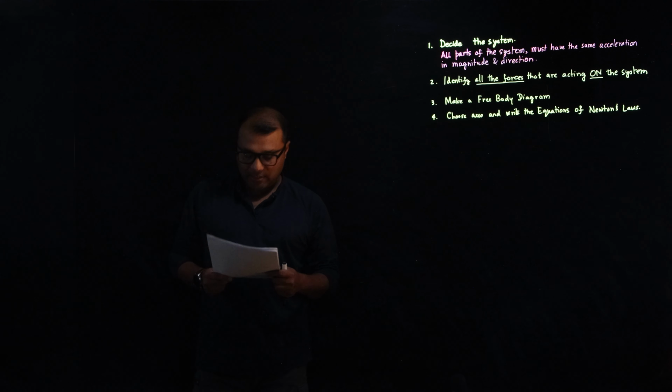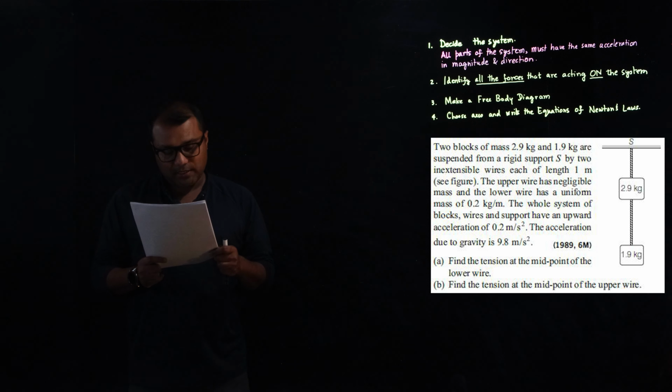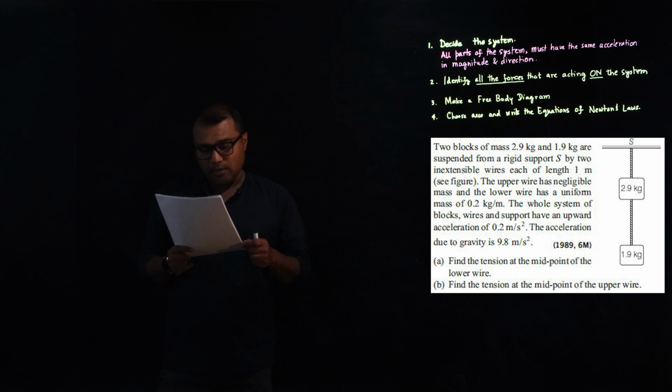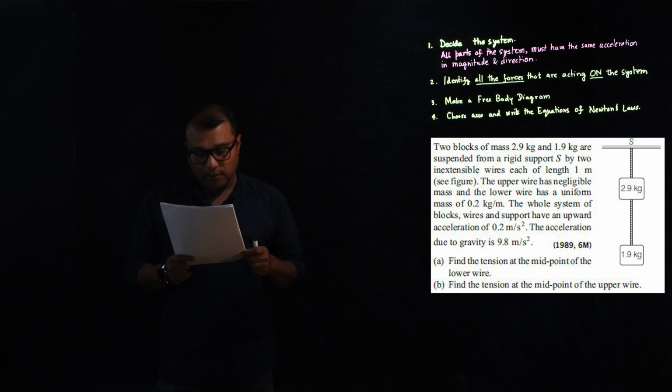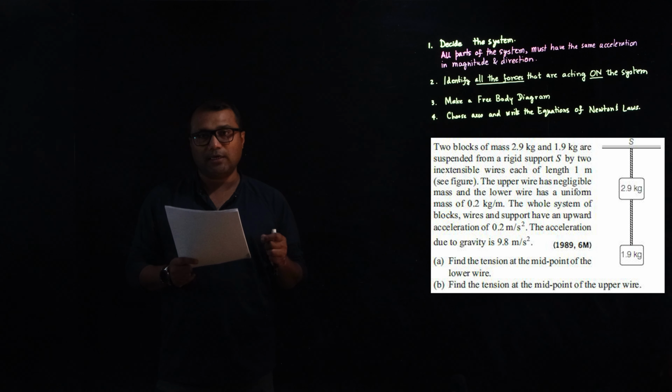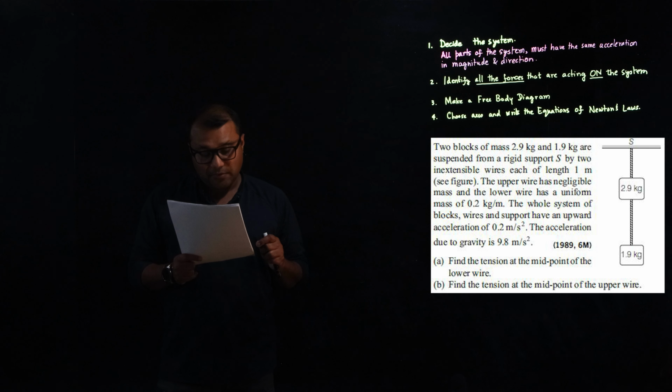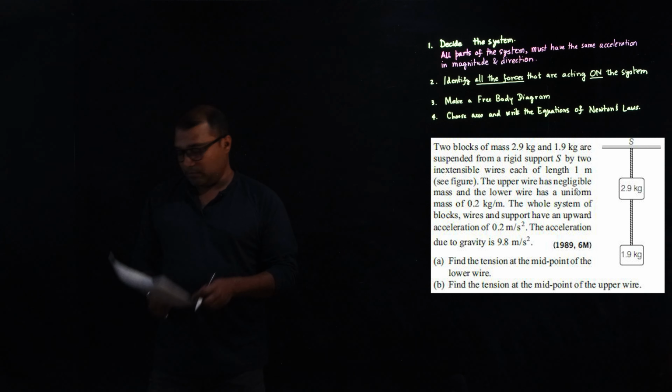Let's look at the next question. Two blocks of mass 2.9 kg and 1.9 kg are suspended from a rigid support S by two inextensible wires, each of length 1 meter. The upper wire has negligible mass, so we can ignore it, but the lower wire has a uniform mass of 0.2 kg per meter. The whole system of blocks, wires and support has an upward acceleration of 0.2 meter per second square. The acceleration due to gravity is 9.8 meter per second square. Find the tension at the midpoint of the lower wire. Find the tension at the midpoint of the upper wire.